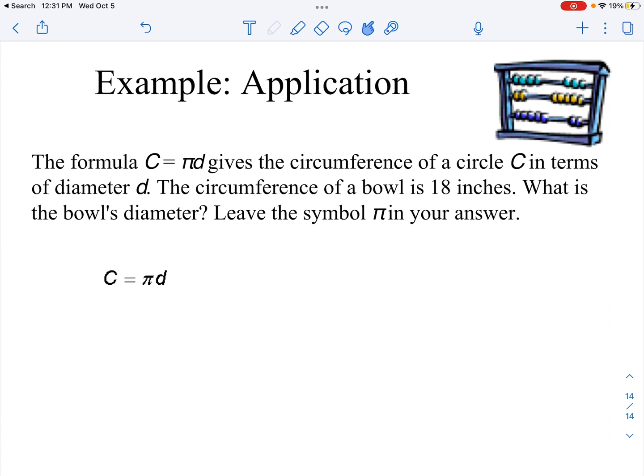In this example, the formula C equals pi times D gives the circumference of a circle in terms of the diameter. The circumference of a bowl is 18 inches. They want to know what is the bowl's diameter. Okay, so we're going to solve for D first.